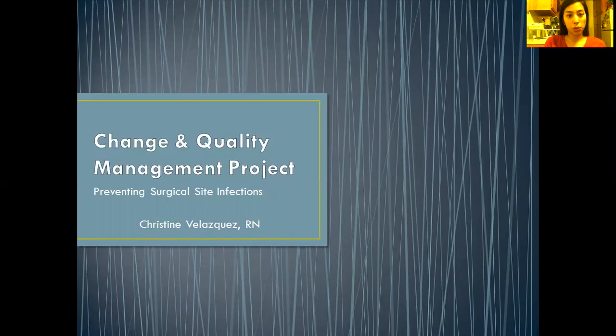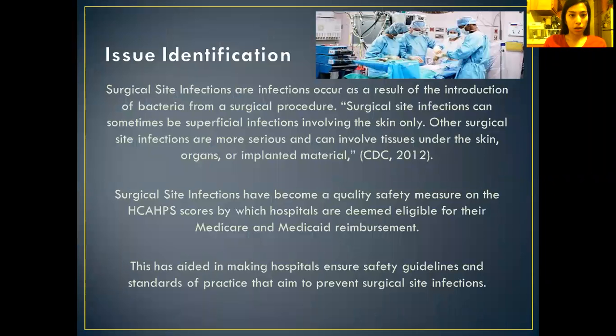This is my change in quality management project, and it is on preventing surgical site infections. Issue identification. Surgical site infections are infections that occur as a result of the introduction of bacteria from a surgical procedure. Surgical site infections can sometimes be superficial infections involving the skin only. Other surgical site infections are more serious and can involve tissues under the skin, organs, or implanted material.